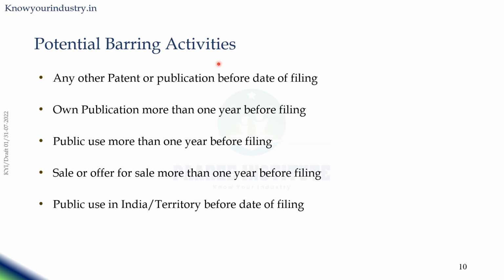What are the potential barring activities to get a patent for your invention? The first one is, if any other patent or publication exists before date of filing, then it can be considered as a strong prior art. Your own publication more than 1 year before filing can be considered as a prior art. Public use more than 1 year before filing. Sale or offer for sale more than 1 year before filing. Public use in India territory before date of filing. So these are the potential barring activities that prevent you from getting a patent for your invention.